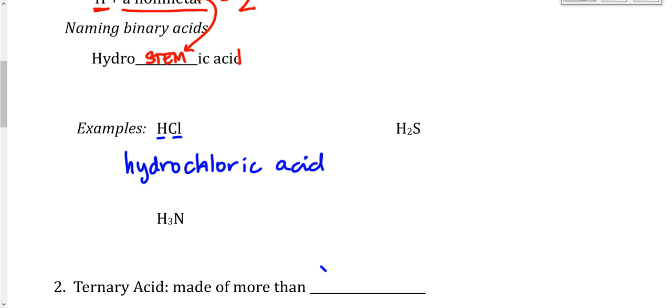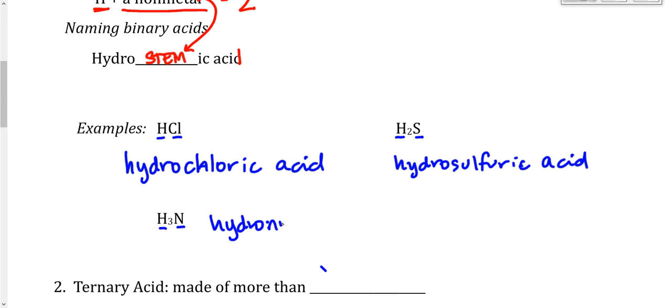The next one, H2S, is again binary because I have hydrogen and one element. I start with hydro, and sulfur is actually going to keep the whole name for its stem. So sulfur, and then ic acid. And then the last one here, hydrogen and nitrogen, so binary. So here I've got hydro and nitric acid. That would be how you'd name a binary acid.